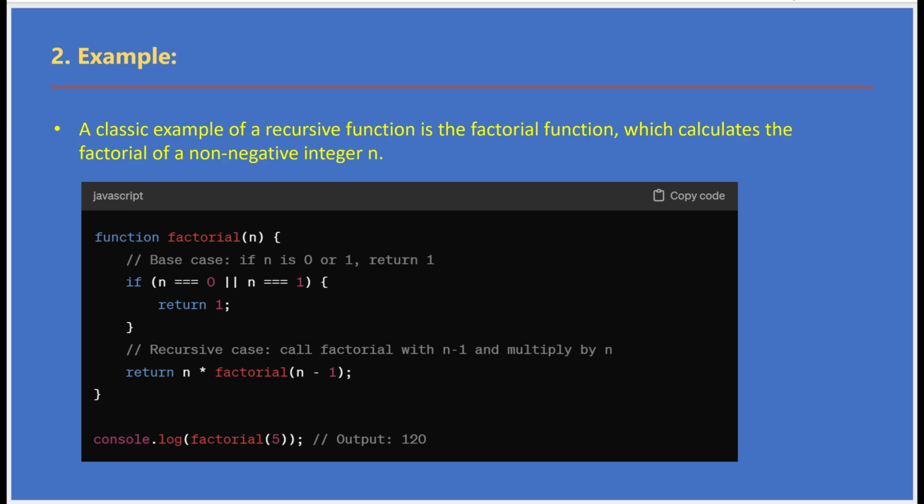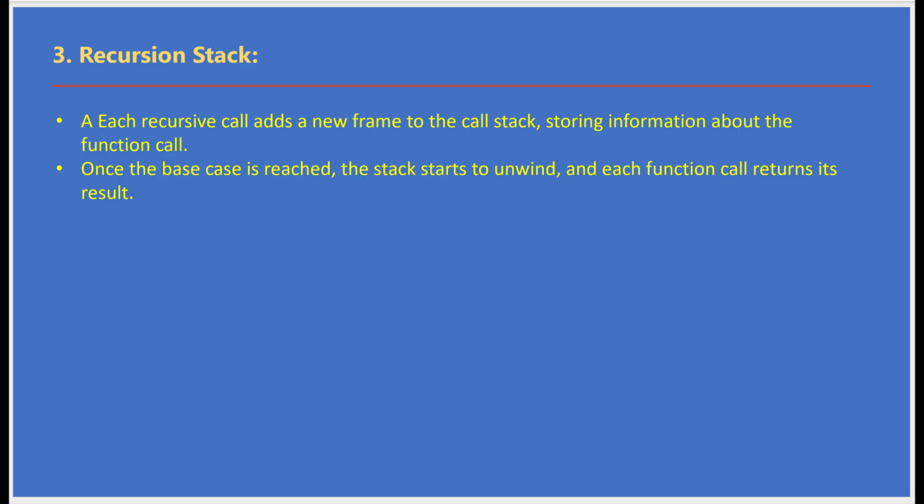Here, the base case is when n equals 0 or 1 and the function returns 1. The recursive call happens when n is multiplied by the factorial of n-1. Output. With each recursive call, a new frame is added to the call stack.